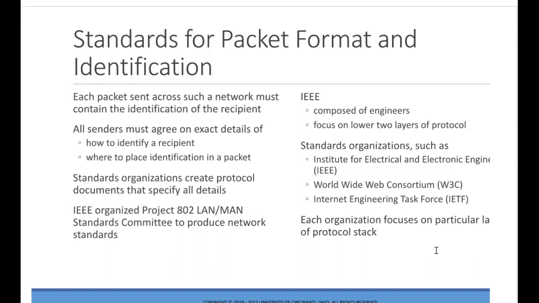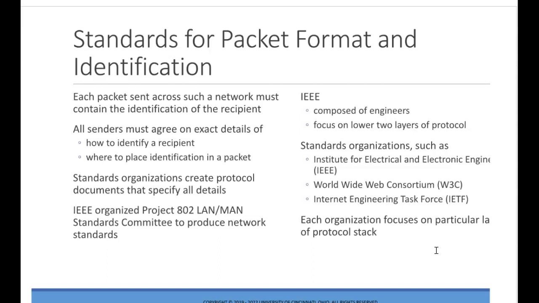Because packet switching systems rely on sharing the underlying resources, each packet sent across a network must contain the identification of the intended recipient. In order for this to work worldwide, senders must agree on the exact details of how to identify a recipient and where to place the identification in a packet. In other words, standards are required.